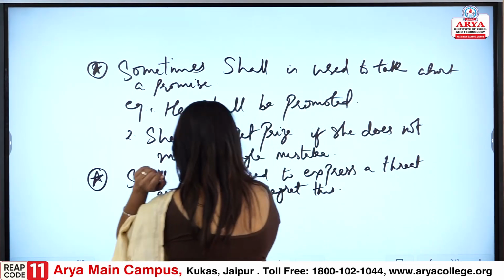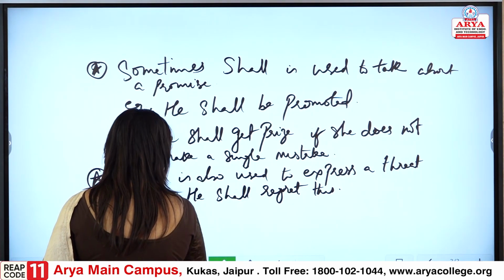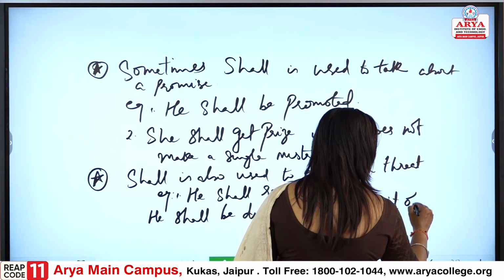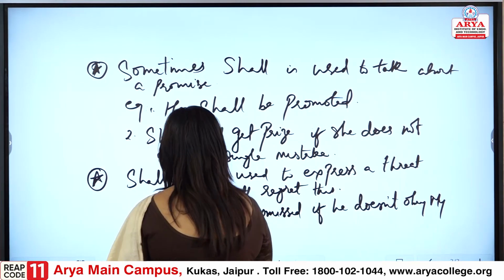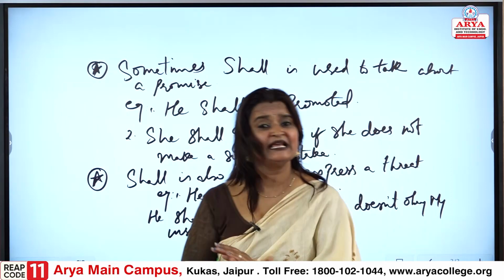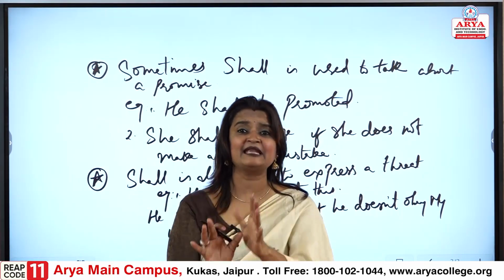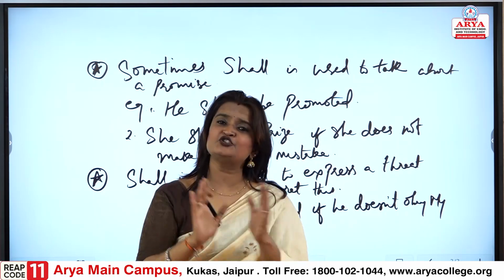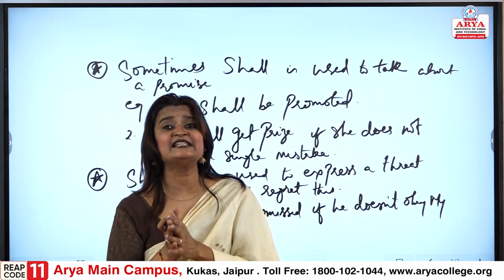Let me give you a simpler example too. He shall be dismissed if he doesn't obey my instructions. Fine. So again, when we are saying he shall be dismissed if he doesn't obey my instructions, we are threatening clearly that if you don't obey, you shall be dismissed. So again, these are the threats that we are giving.